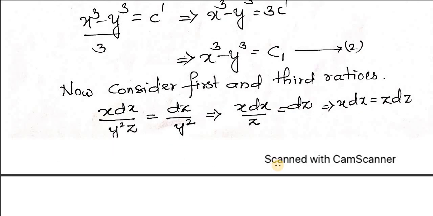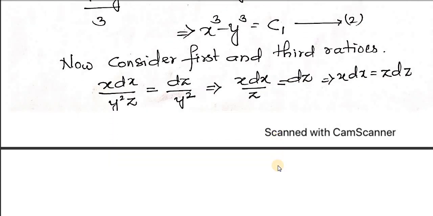Next I will choose another ratios. I have chosen the first two ratios in the first step, earlier the first and second. Now I will choose the first and third. The first is x dx divided by y square z. The third is dz by y square. Why have I chosen this? On both sides y square is there, in the denominator here and here, so it will easily get cancelled. What remained? x dx by z will be here, and dz will be here. So now z is multiplied on the RHS side, x dx equals z dz.